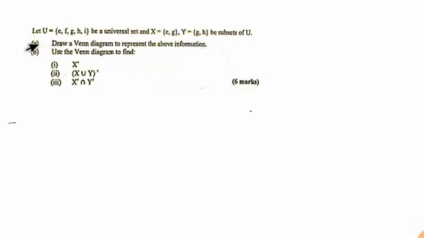The question under it now: draw a Venn diagram to represent the above information. And B, you have to use the Venn diagram to find S complement, S union Y complement, and S complement intersect Y complement. So you should know that this question is picked from set theory. So how do you solve a question like this? It's very simple, so let's dive into the solution of the question.